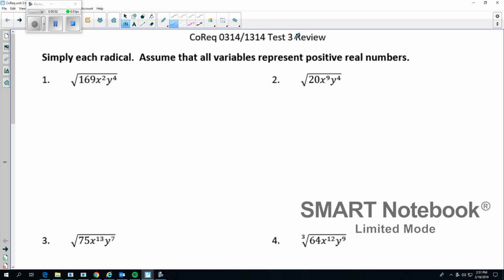Okay, so here's our review for test number 3. So we're going to start with radicals. Assume that all variables represent positive real numbers, okay?